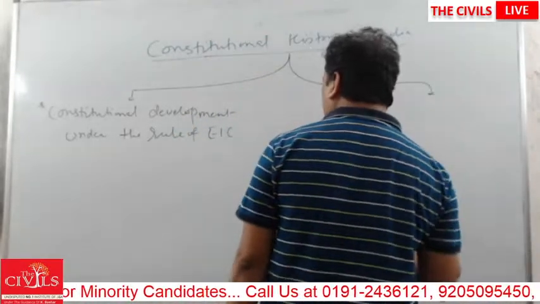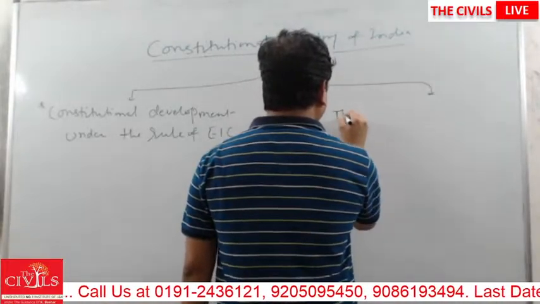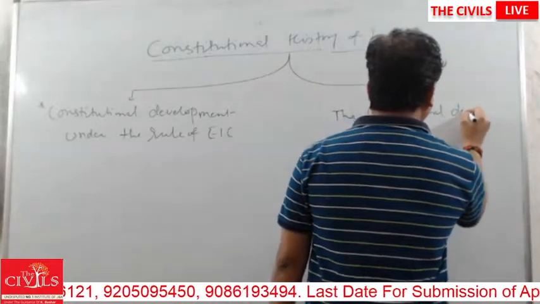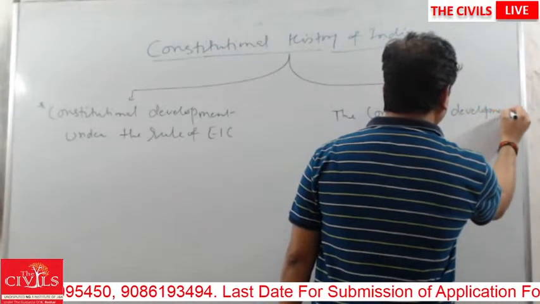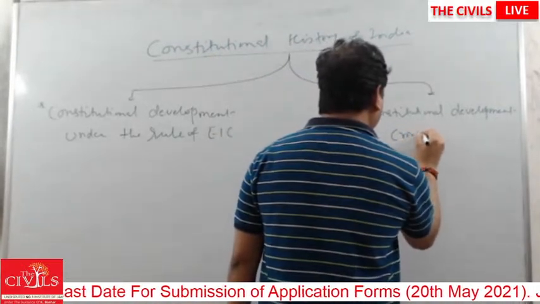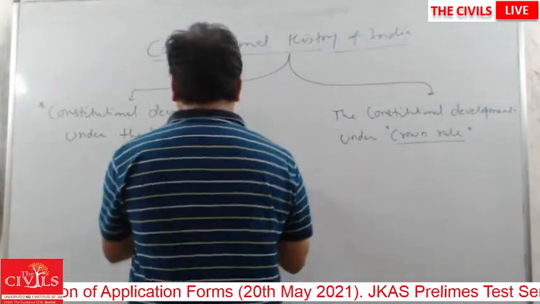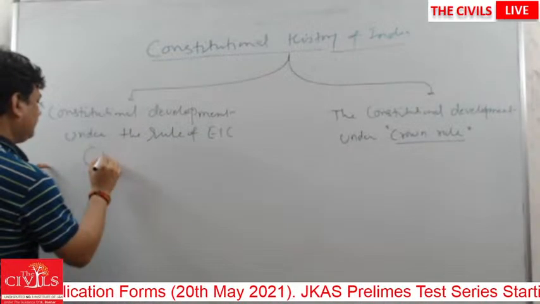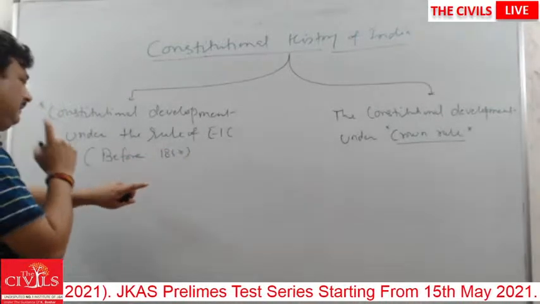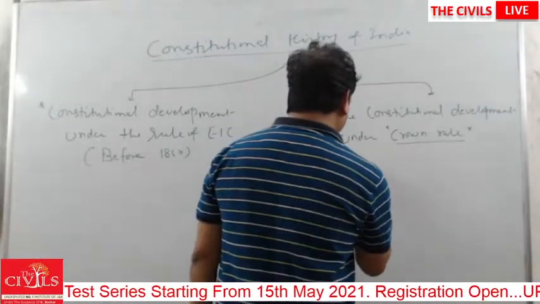Now, the second is the constitutional development under the Crown rule, that is, constitutional development after 1857.